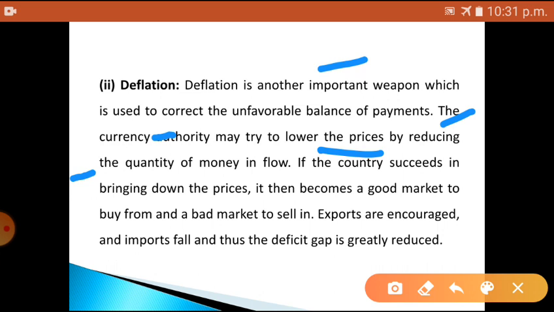Labor may also oppose the reduction of wages. So this can lead to depression and unemployment in the country, which may prove very dangerous. So this was the second point.